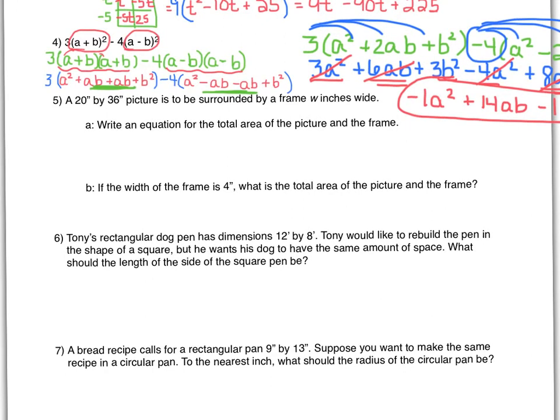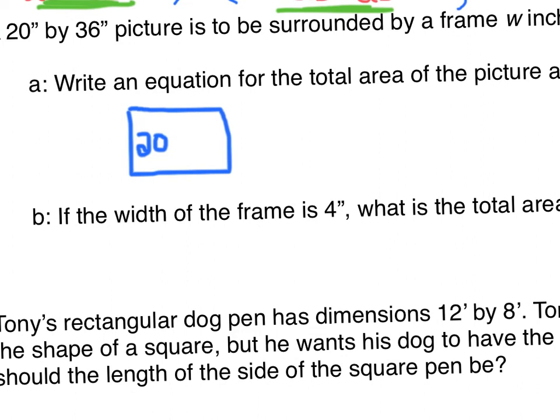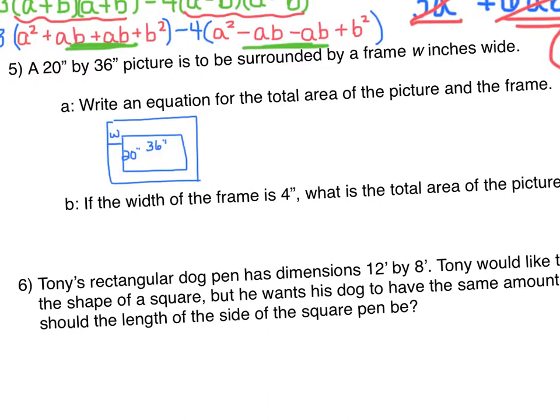Okay, we've got a photograph that's 20 inches by 36 inches. I didn't leave myself very much picture drawing room here. Okay, so here's the picture I'm working with. I've got a 20 by 36 photograph surrounded by a frame W inches wide. And I want the area of the entire rectangle, which means this whole area in here. Okay, and the only way to find area of that big rectangle is to do this length by this width.